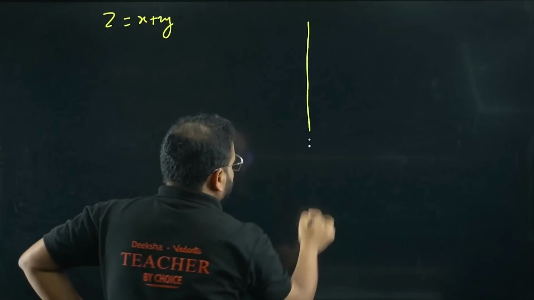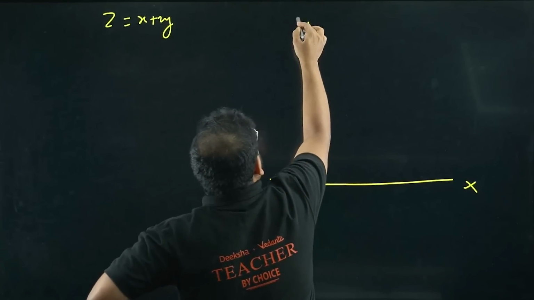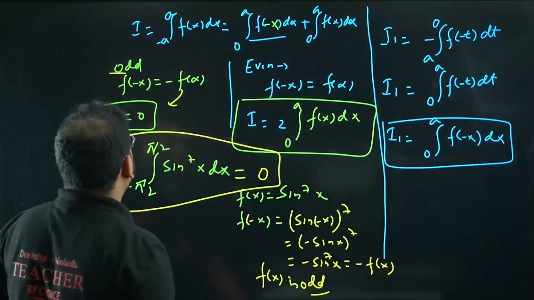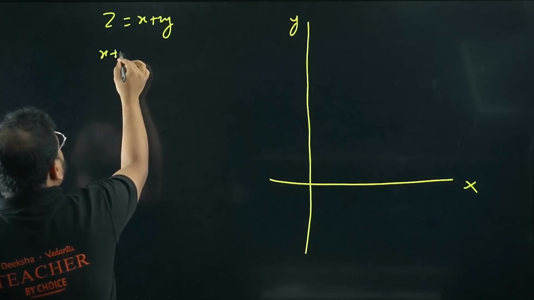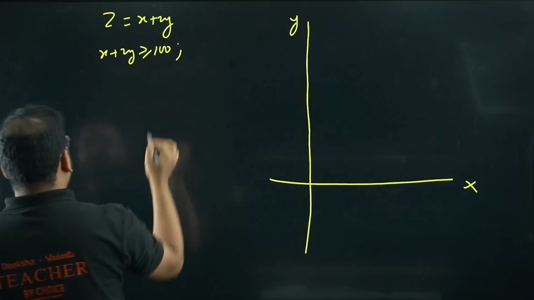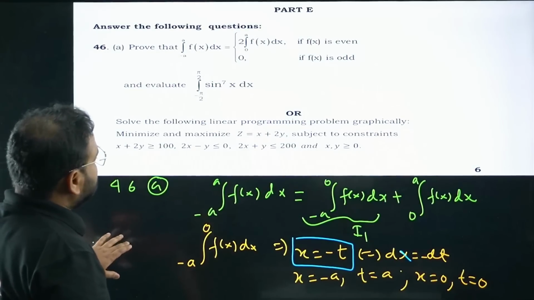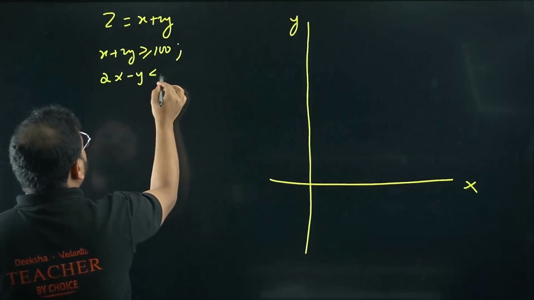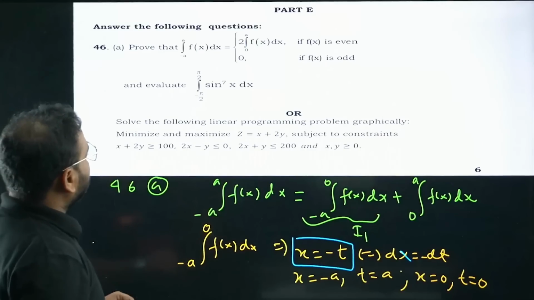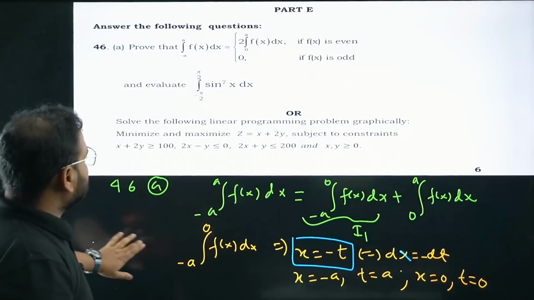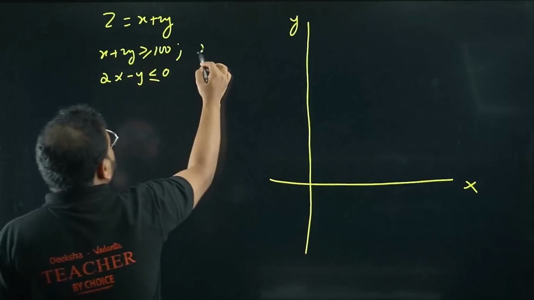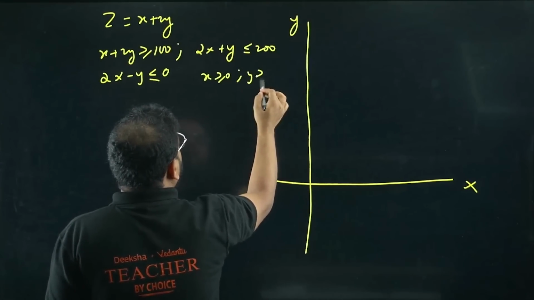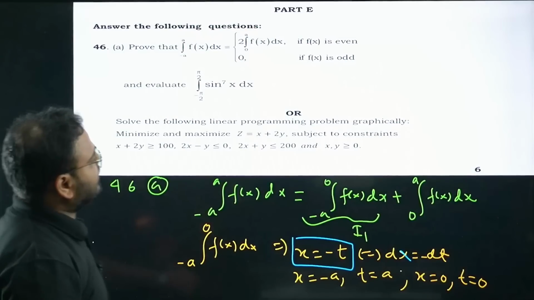Okay. Let's draw the plane first. We have here x, we have here y. What are the constraints given, bacha? We have x plus 2y greater than or equal to 100. The second constraint they have given as 2x minus y less than 0. What else? We have 2x plus y less than 200. And of course, x greater than 0 and y greater than or equal to 0, the non-negative constraints.